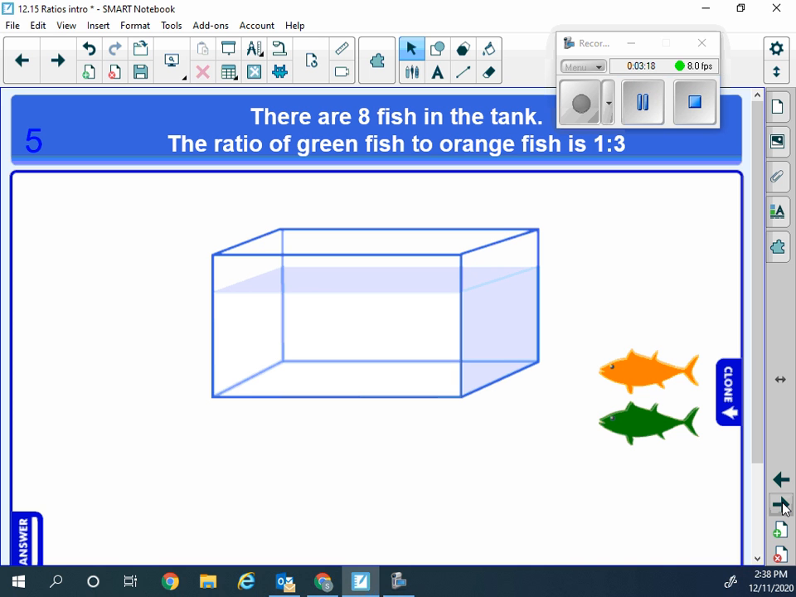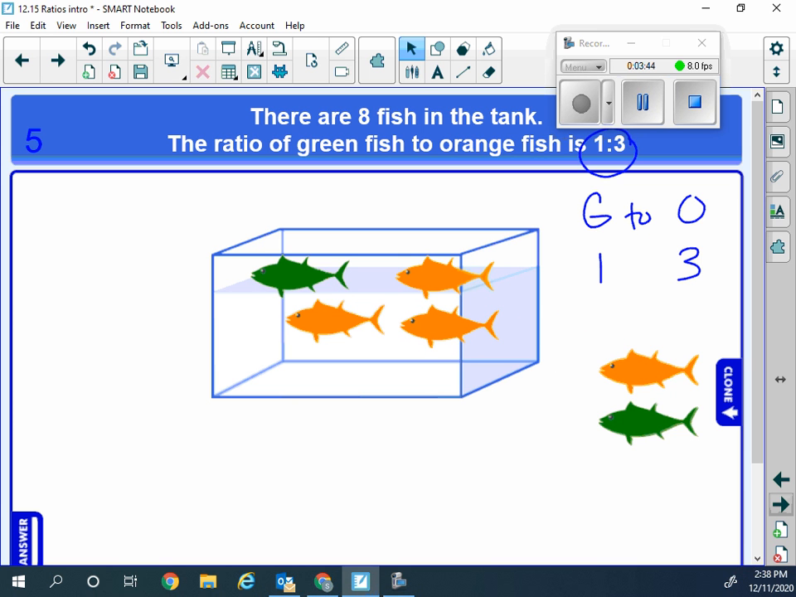Slide 5. Now it says that there are 8 fish in the tank, and the ratio of green fish to orange fish is 1/3. Notice that this ratio is still the same of green to orange. It's still 1 to 3. So that means for every 1 green fish, we're going to have 3 orange fish. So I did it, but you know what? It said I'm supposed to have 8 fish, but right now I only have 4 fish. So what does that mean? Hopefully you said, that means you just do it again. Another 1 to 3.